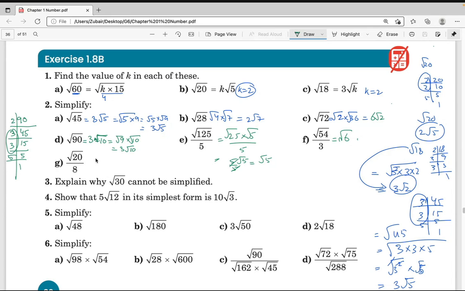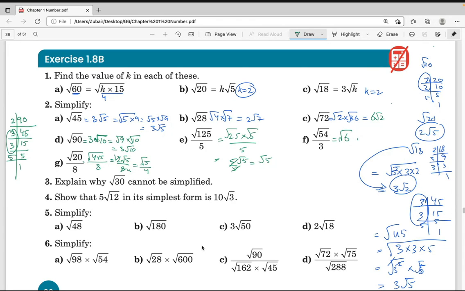May I write 20 as 4 into 5? Yes, sir. So I got under root 5 over 4. That is correct. So when this 4 comes out, that is 2 square root 5 by 8. Now 2 ones are 2, 2 fours are 8. So square root 5 by 4.